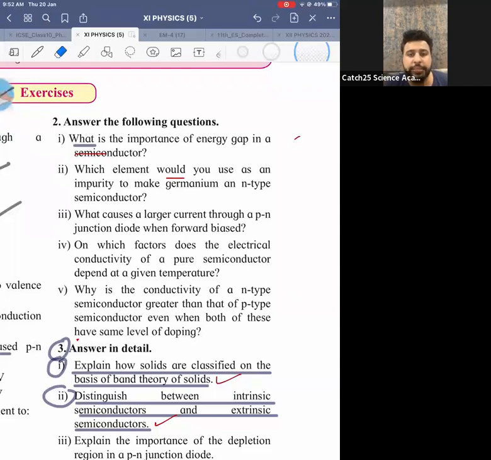Tell me what happens in forward bias. Electrons and holes go towards the junction, then they combine. And because of this combination, large current is generated. Correct? Therefore, what is the answer? Why does large current flow through PN junction diode? Because holes and electrons combine. Therefore, write down the question. I will dictate the answer. Write down the question.